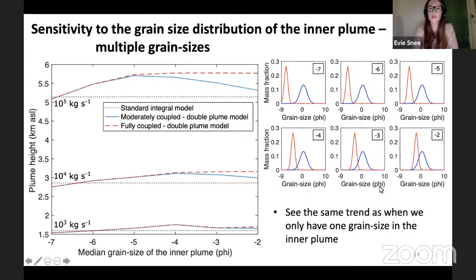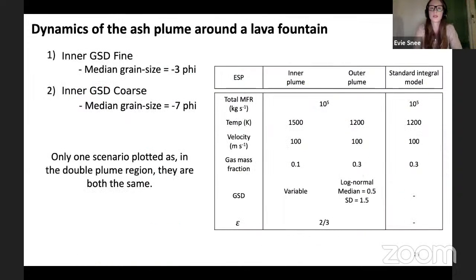Now let's move on and look at the dynamics of just two examples in a bit more detail. To do this, we're going to take one set of dynamics for a plume where the grain size distribution of the lava fountain is finer. This is going to be -3 phi in this case. And then one where it is coarser, defined by a log normal distribution of a median grain size of -7 phi. As before, the other source parameters are kept constant.